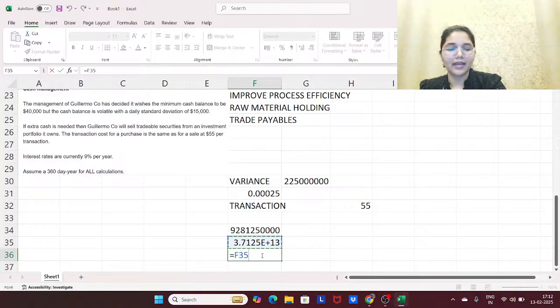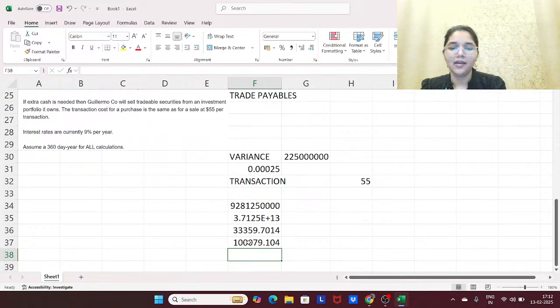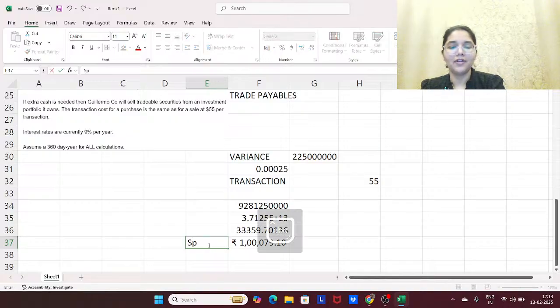Here I have selected this and I raise it to the power of 1 by 3. So here I have this, and then finally I have to multiply this by 3 to arrive at my final answer, which is going to be roughly $100,080. So this is my spread that I have calculated.